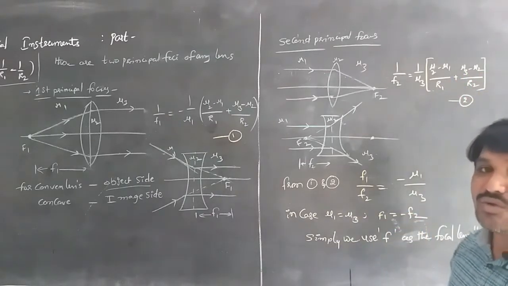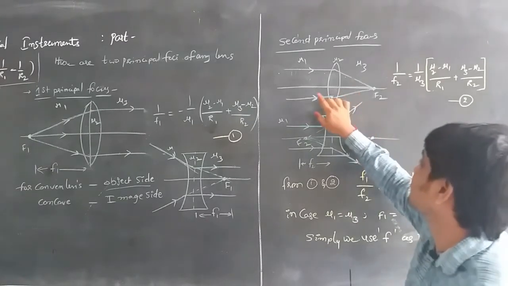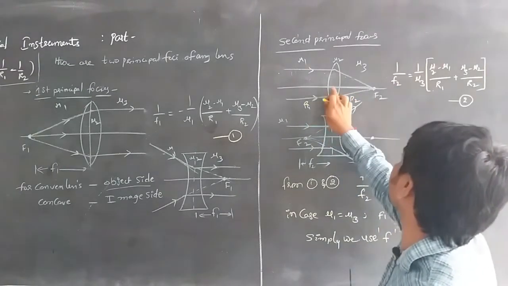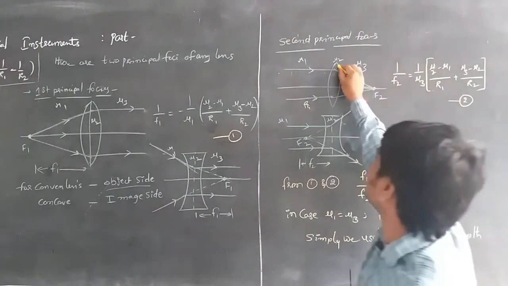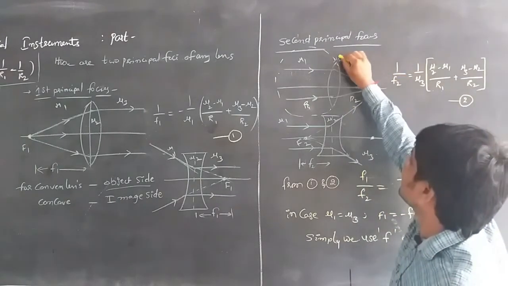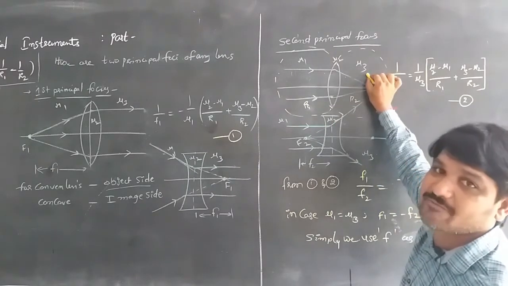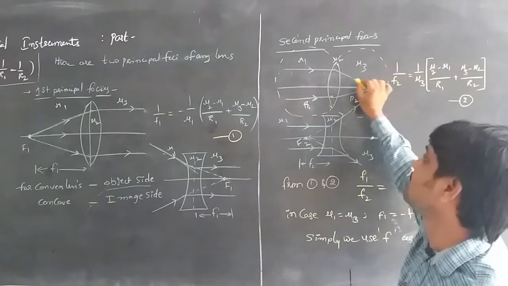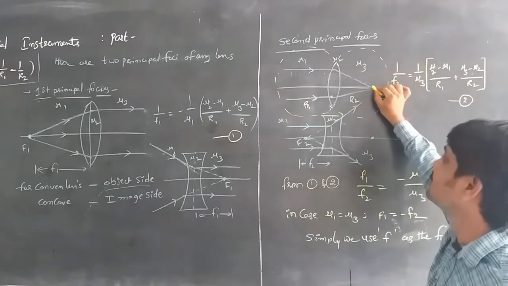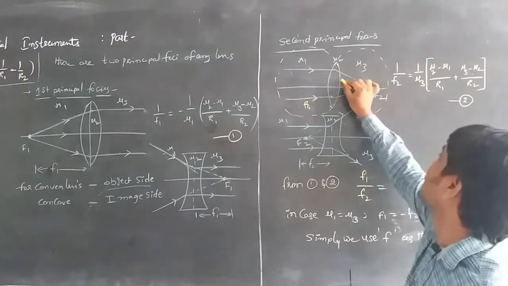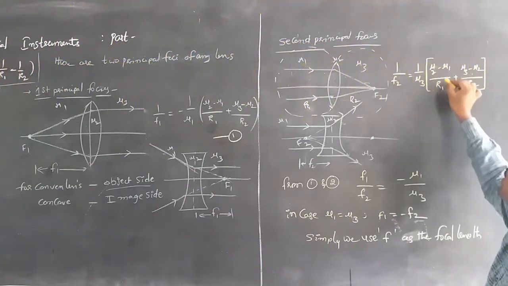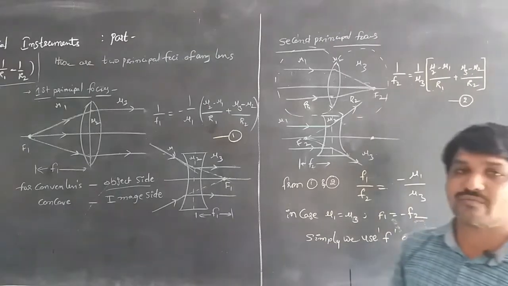To better remember the equations, first listen carefully. This is r1 and this is r2. r1 is about mu1 and mu2, so mu2 minus mu1 by r1 is a relation between mu1 and mu2. Then for r2, it is mu2 and mu3, the refractive index of the medium on the second side. So that's why we take mu3 minus mu2 by r2. Light is coming from mu2 and converging into mu3, and from mu1 converging into mu2. So remember: 1 by f2 is equal to 1 by mu3 into mu2 minus mu1 by r1 plus mu3 minus mu2 by r2, which gives the focal length of the second principal focus.